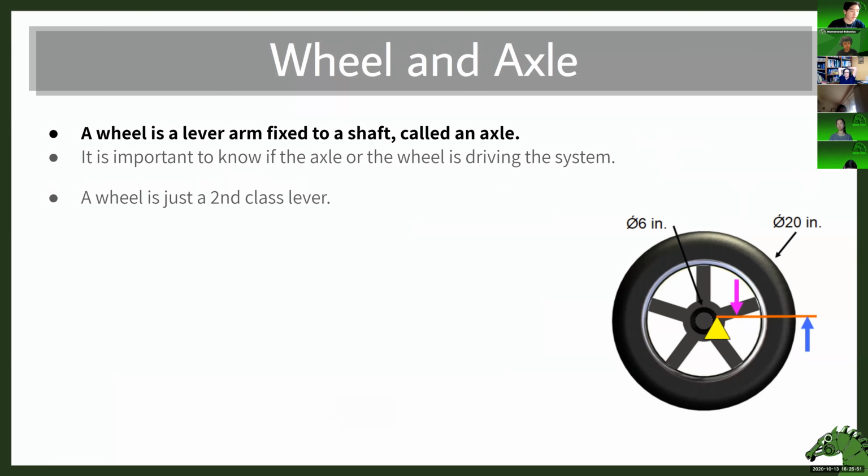So you could think of it in a car as the steering wheel versus the driving wheels, like the tires, right? So it's important to know if the axle is driving it, like the tires, or the wheel is driving it, like the steering wheel is driving the steering system, right? Because that changes where the applied and resistance forces are.